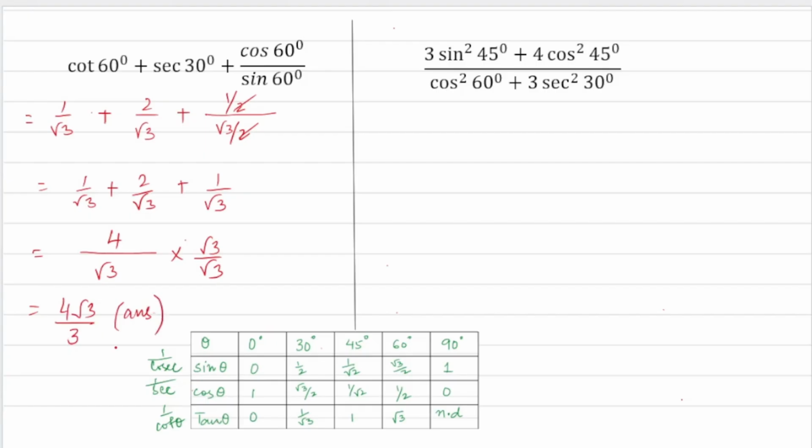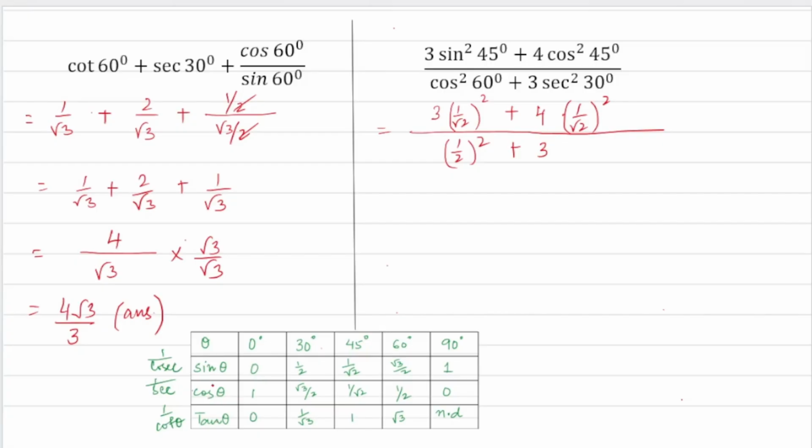My last question is 3 sine square 45 degree plus 4 cos square 45 divided by cos square 60 plus 3 secant square 30. Let's put the values. 3 sine square 45. What is sine 45? 1 over root 2, and 1 over root 2 square, plus 4 times cos 45. Cos 45 is also 1 over root 2. So 1 over root 2 whole square divided by cos squared 60. So cos 60 is 1 over 2 and that square plus 3 times secant 30.